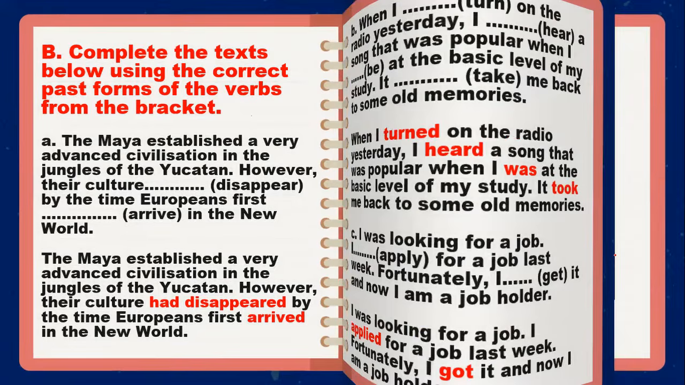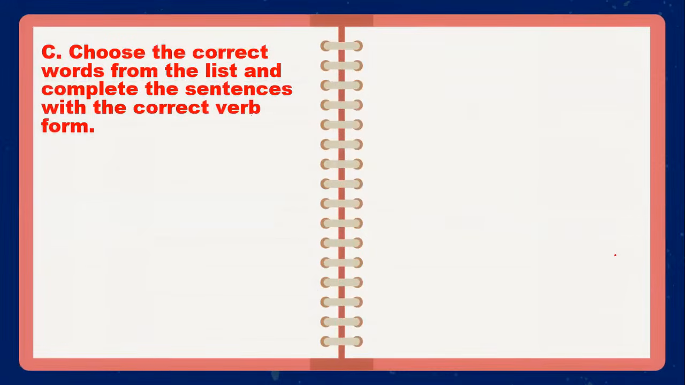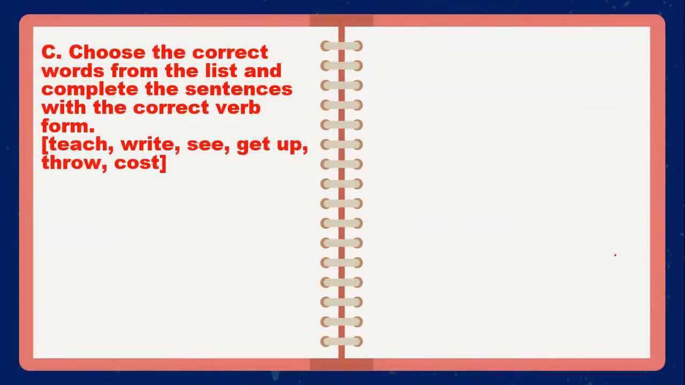Similarly, the next question says choose the correct words from the list and complete the sentence with the correct form of the verb: teach, write, see, get up, throw, cost. Before doing the exercise, we should know their past tense. Teach, taught; write, wrote; see, saw; get up, got up; throw, threw; cost, past tense is cost itself, it does not change.